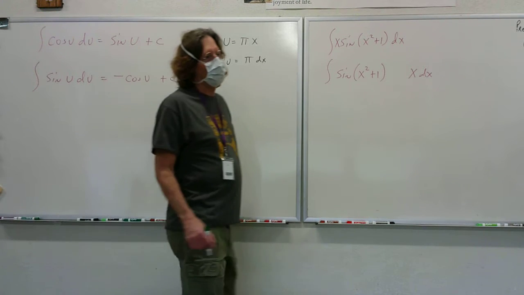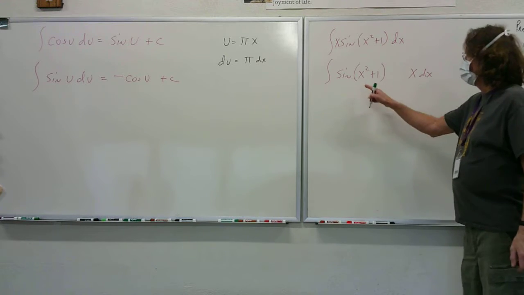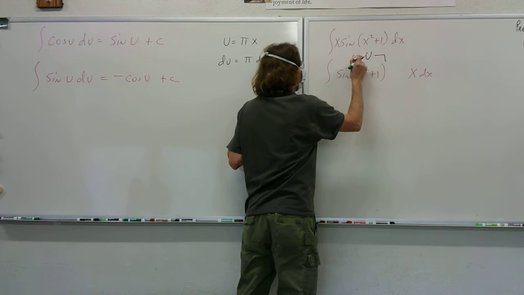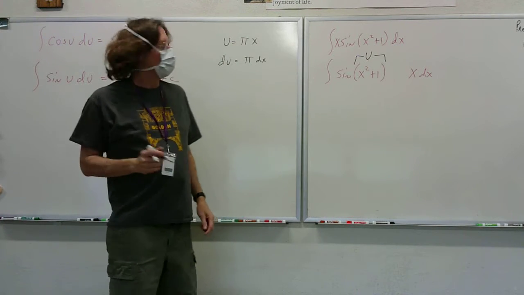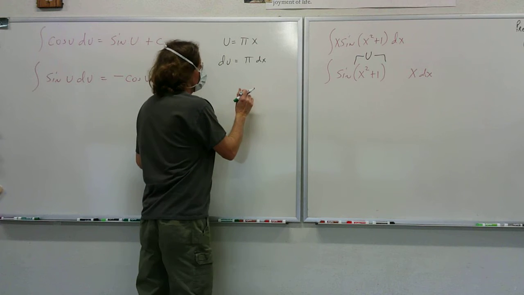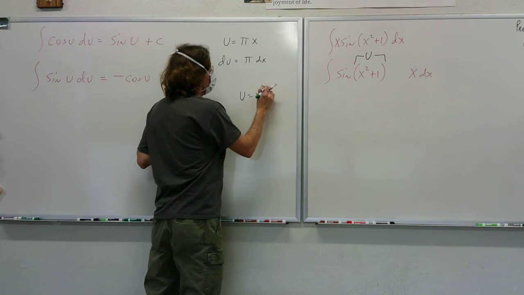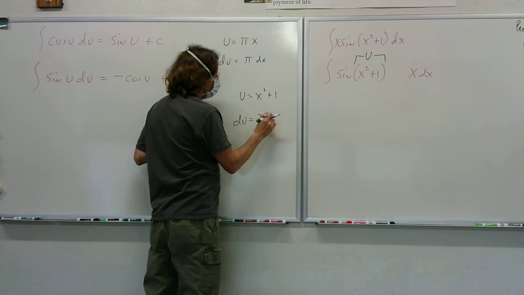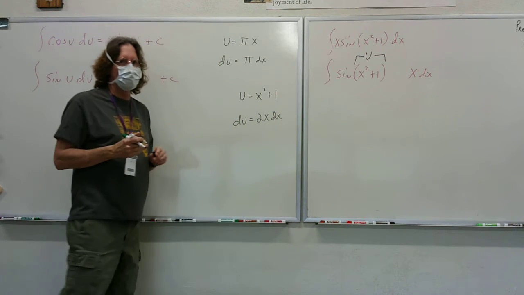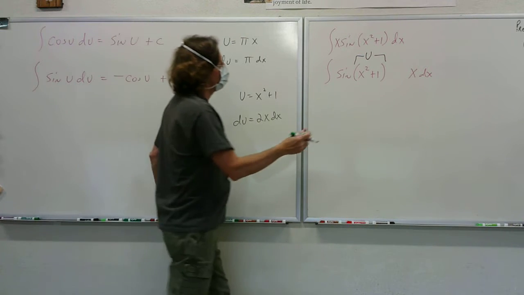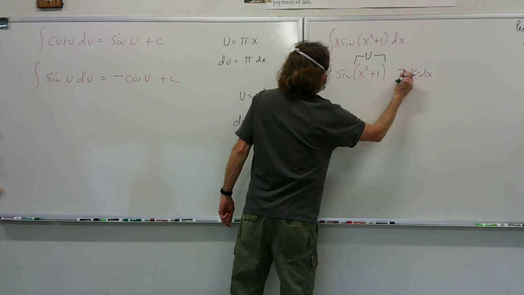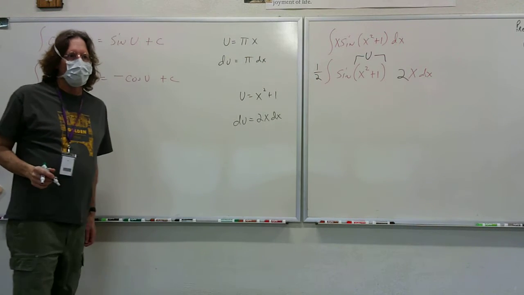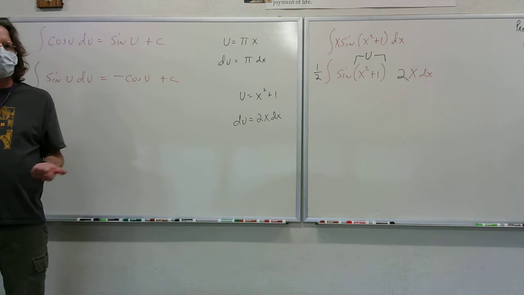I'm already anticipating that. Okay, what's the u going to be? The u is what part? The u is which part? That part, right? So I go over here and I write what u equals. U equals x squared plus 1. Du equals what? 2x dx. So what is the only number I need right here? Because the x is needed as part of your what? Du.